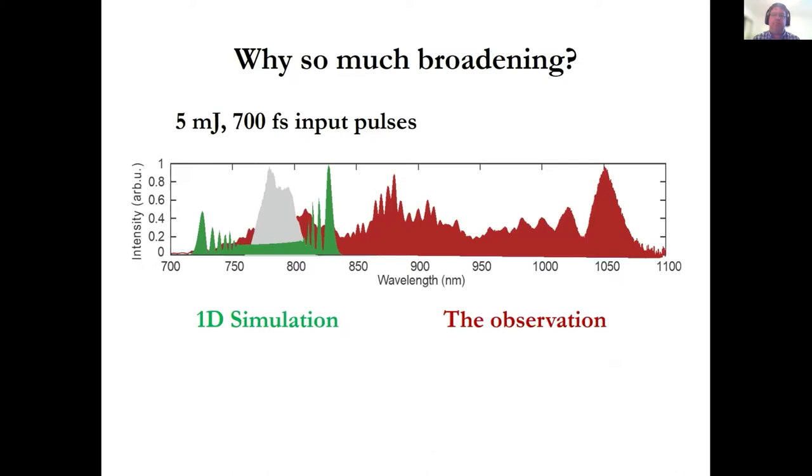So at the end, why so much broadening? We take sub-picosecond pulses with 5 millijoule. We go to the hollow fiber. 1D simulation indicates that we should see only self-phase modulation, while experimentally we see these very, very broadband pulses shifted towards the red.